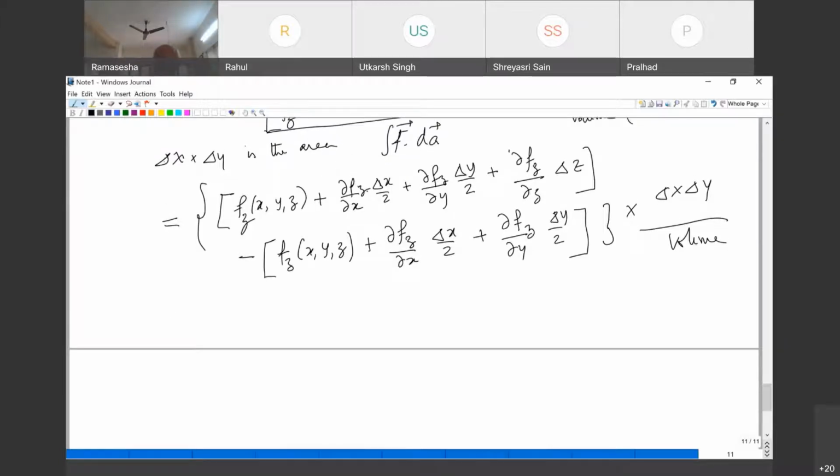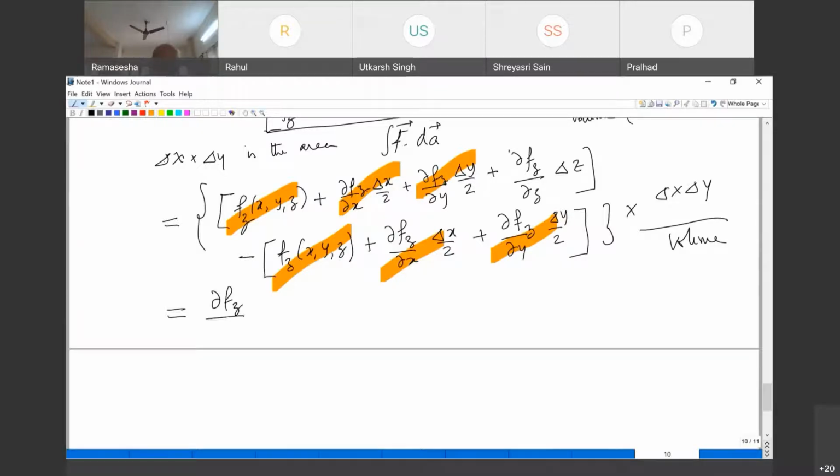So what do I get? You see that the following things cancel. This cancels this, this delta z cancels by this delta z, this cancels this. So what I'm left with is delta f_z by delta z into delta z into delta x into delta y, divided by volume. And we know volume is delta x, delta y, delta z. So this is equal to delta f_z by delta z.